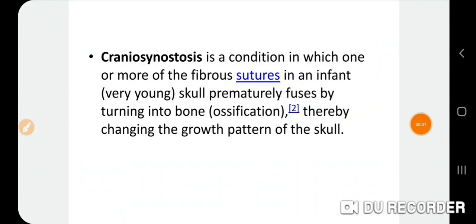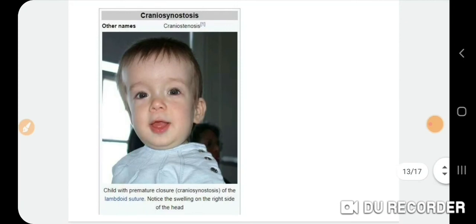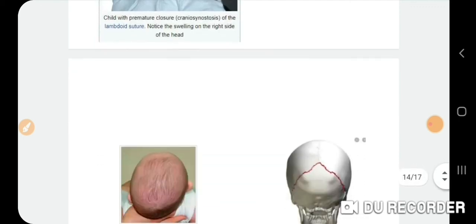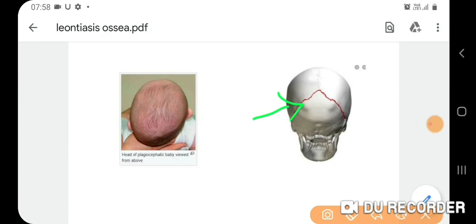The other condition where Leontiasis ossea occurs is craniosynostosis, a condition in which one or more of the fibrous sutures in an infant skull prematurely fuse by turning into bone, thereby changing the growth pattern of the skull. In craniosynostosis there is premature closure of the lambdoid suture, and this premature fusion may lead to Leontiasis ossea.